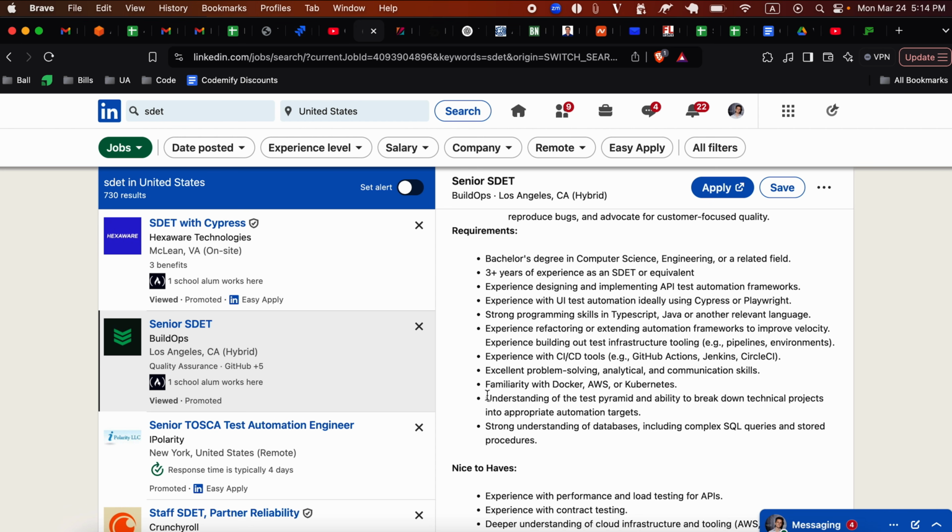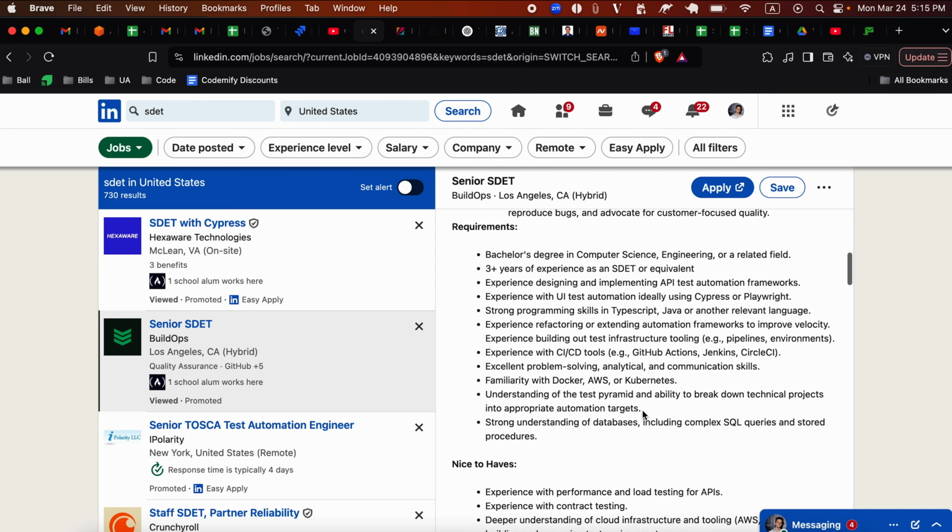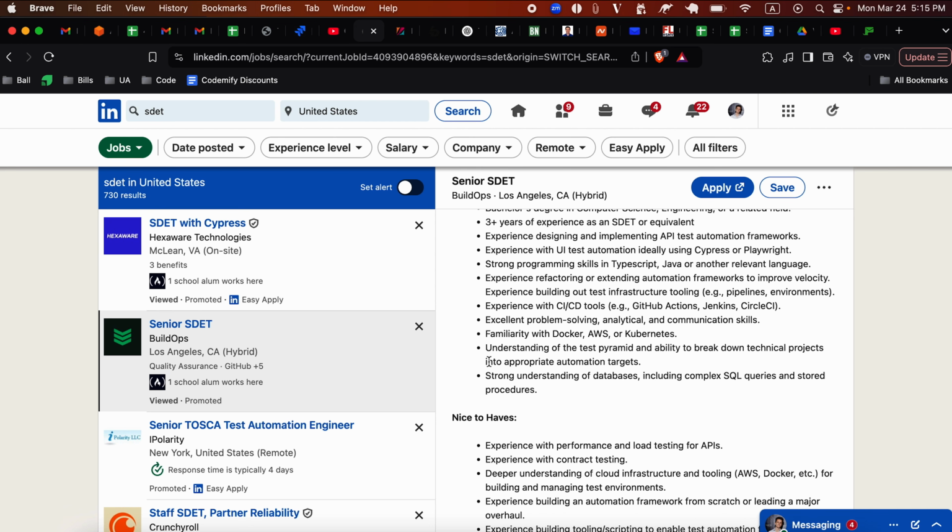Alrighty, understanding of test pyramid and the ability to break down technical projects into appropriate automation targets. Absolutely, as you are a QA engineer, if you don't know what the test pyramid is, please check it out right now. Just Google it. It's a very simple concept that every single QA engineer or an SDET should know.